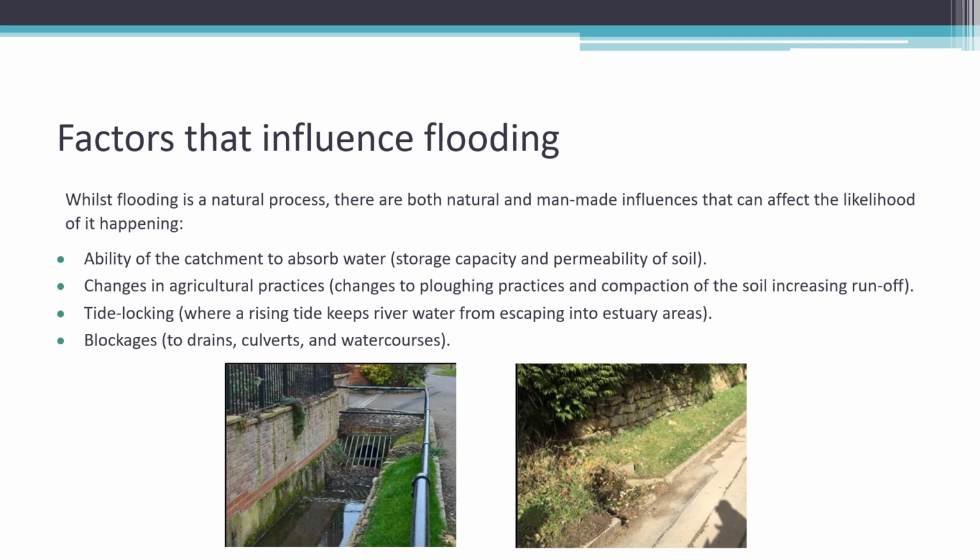The following factors can influence flooding likelihood and severity, such as the ability of the catchment to absorb water, changes in agricultural practices such as compaction of soil, tide locking, and finally blockages, whether this be to drains, culverts or watercourses. This is where flood wardens are of massive assistance. Through reporting these blockages to the correct authority or organisation, they can be dealt with, therefore increasing our capacity to cope with flooding incidents. There will be more on who to report these incidents to and how to do so later in the slide deck.